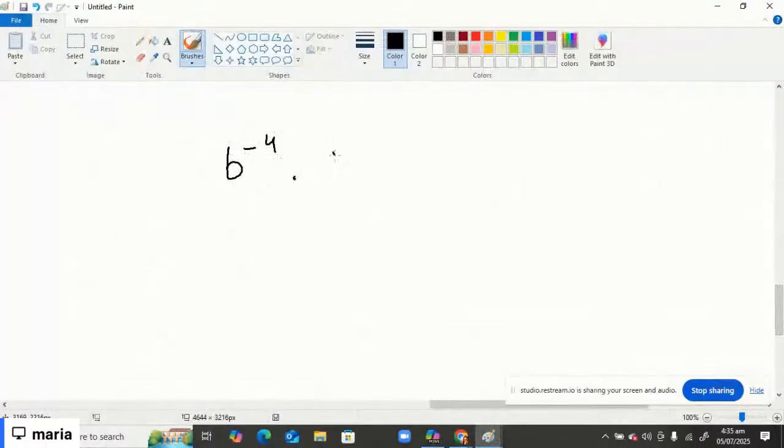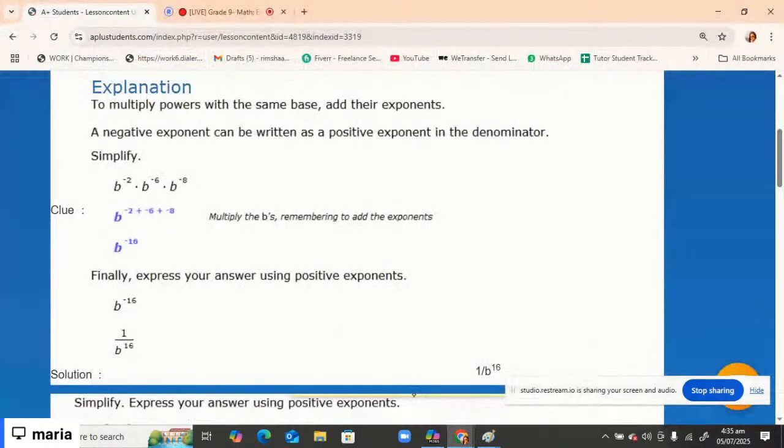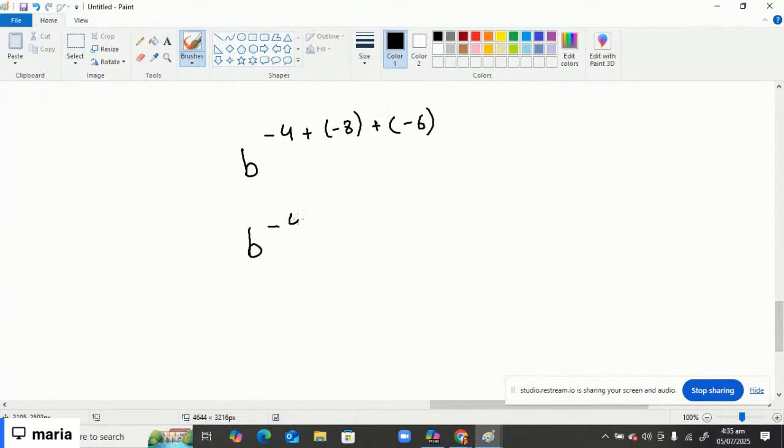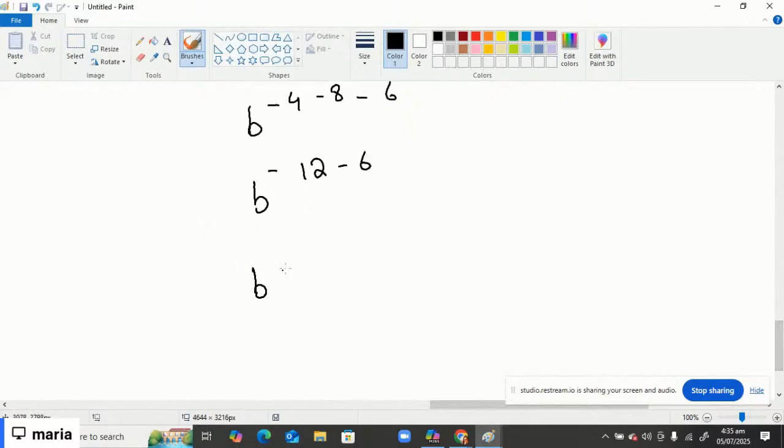b power minus 4, minus 8, and minus 6. So b power minus 4 plus minus 8 plus minus 6. How can we solve it? b power minus 4 minus 8 minus 6. Now minus minus plus, putting the sign negative. 8 plus 4 is 12, minus 6. Now again minus minus plus, but you put the sign of the greater number, which is negative.